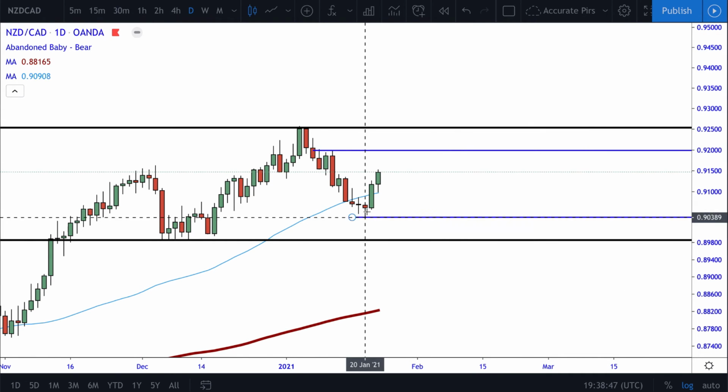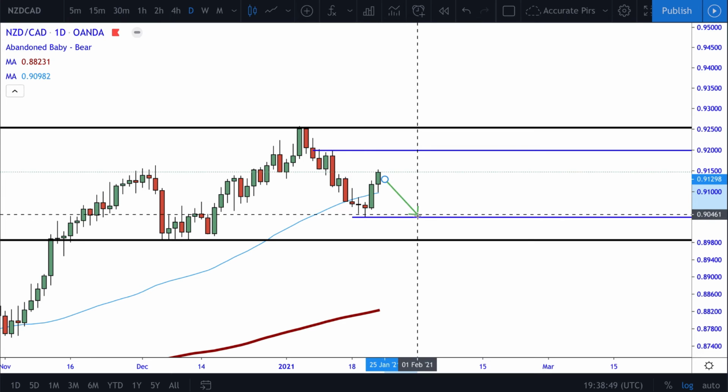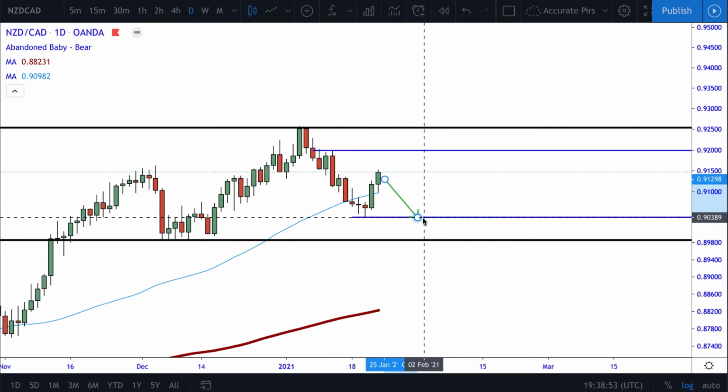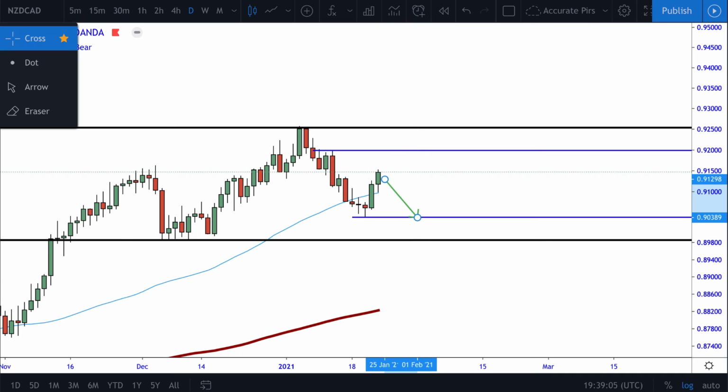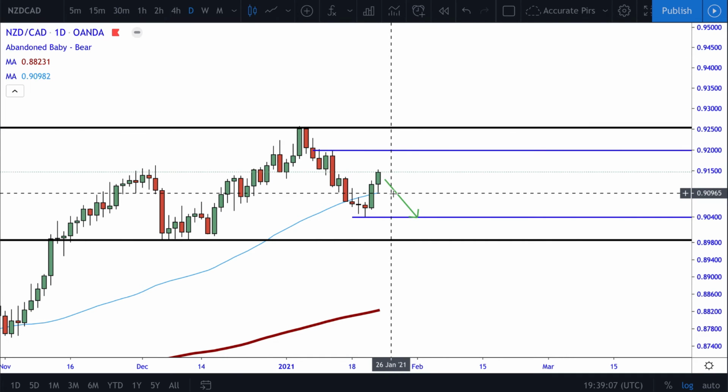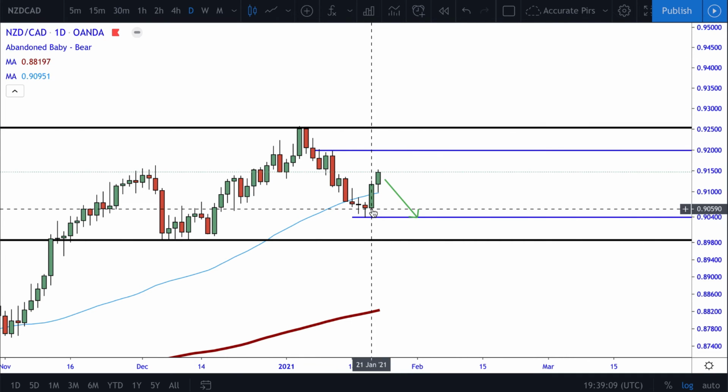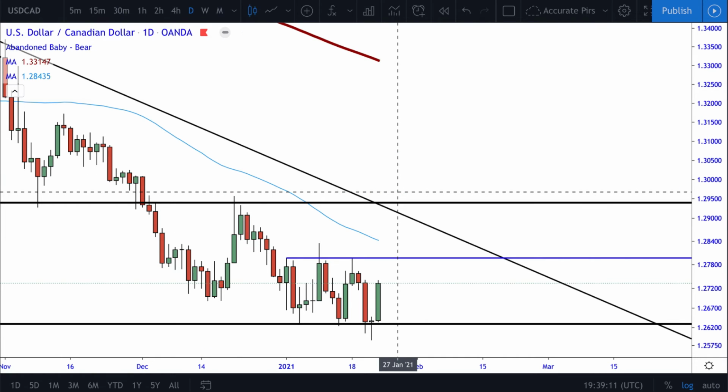The second scenario would be if price was to come back down and retest this level right here, either my temporary support or my major support levels. So I'm looking for price to come back down and test these 2 levels just right here. And that's it for New Zealand Cad. Pretty straightforward, 2 scenarios.